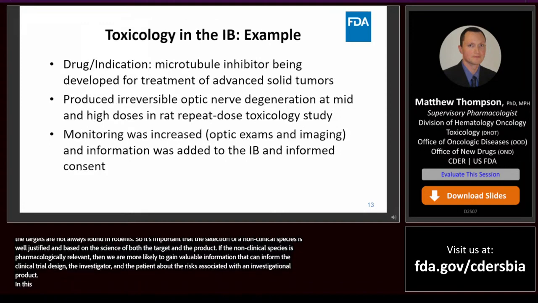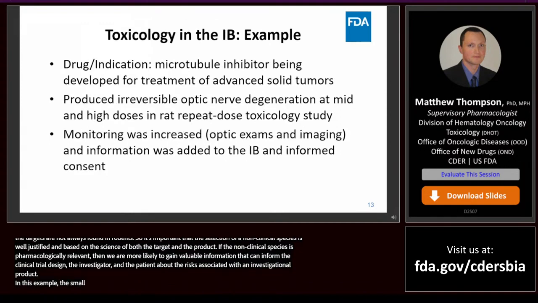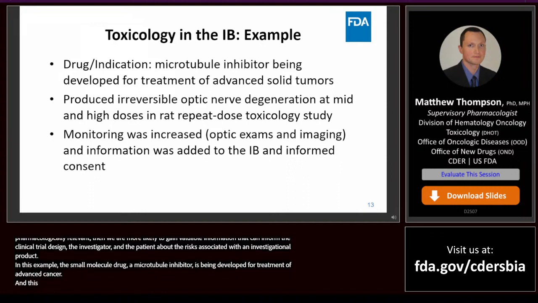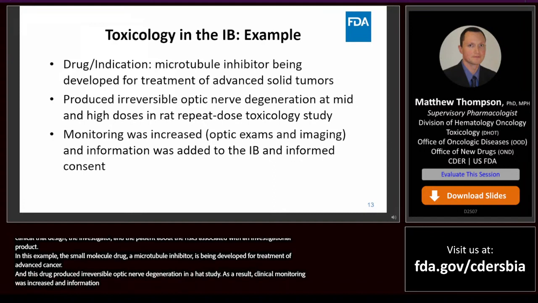In this example, the small molecule drug, a microtubule inhibitor, is being developed to treat patients with advanced cancer. And this small molecule drug produced irreversible optic nerve degeneration in a rat study. As a result, clinical monitoring was increased, and information on this toxicity that was observed in rats was added to the IB and to the informed consent.